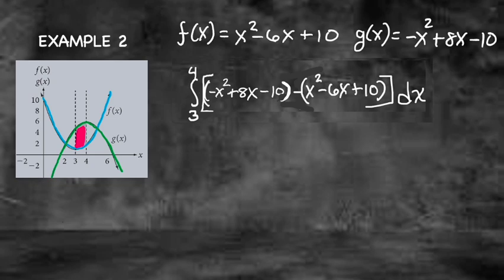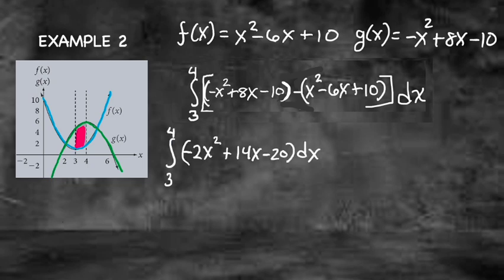Now, because we're finding area between two curves, we need to take one curve and subtract the other. But it's very important to look to see which is the upper curve, because that needs to go first. So the blue function, the f of x, is the lower curve when we're looking at the interval from 3 to 4. The upper curve on the interval from 3 to 4 is the green function, which is g of x. So we're going to integrate this from 3 to 4, and we're going to take g of x minus f of x.